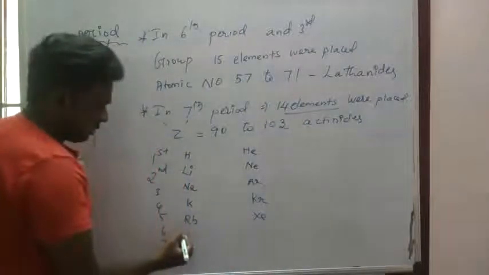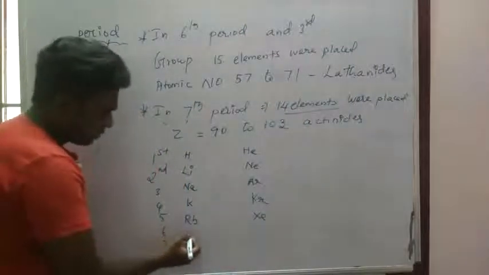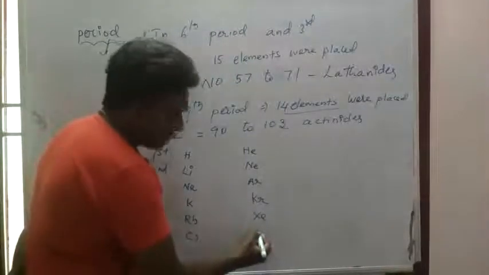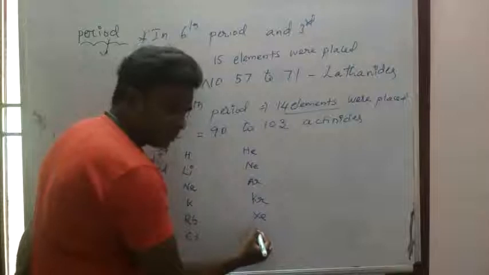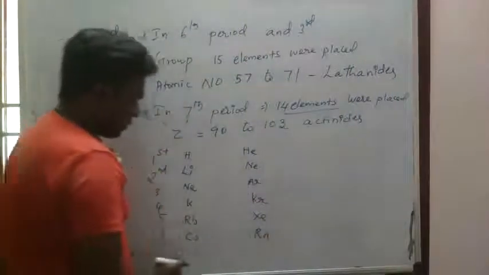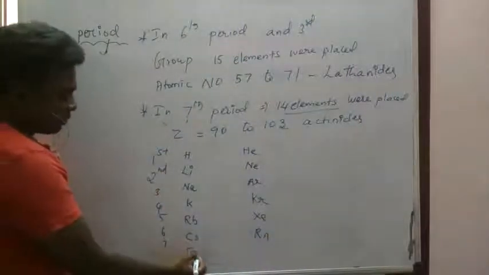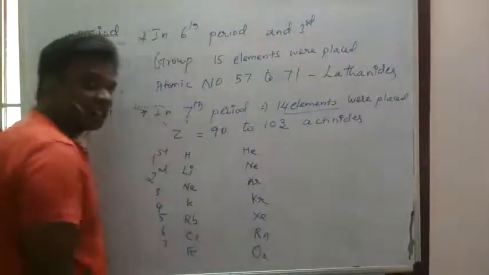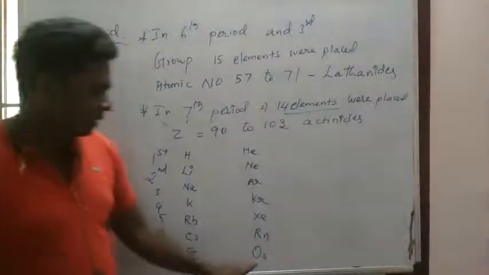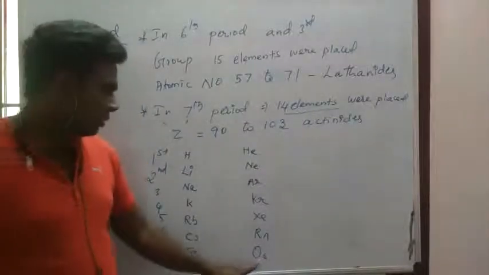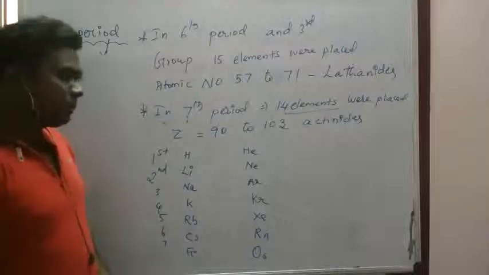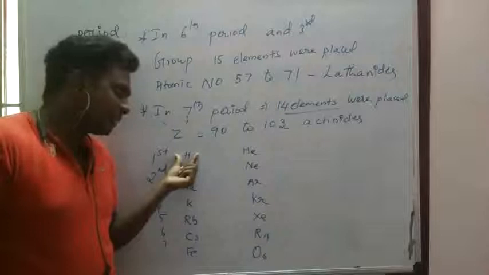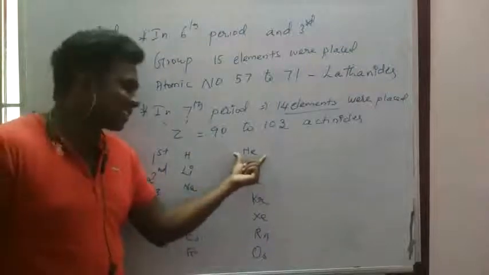Then the sixth one starts with cesium and ends with radon. Same here, francium will come. Now a new element has been found, that is oganesson, the new element 118. So like that, every period starts with the alkali metals and ends with the noble gas or inert gas elements.